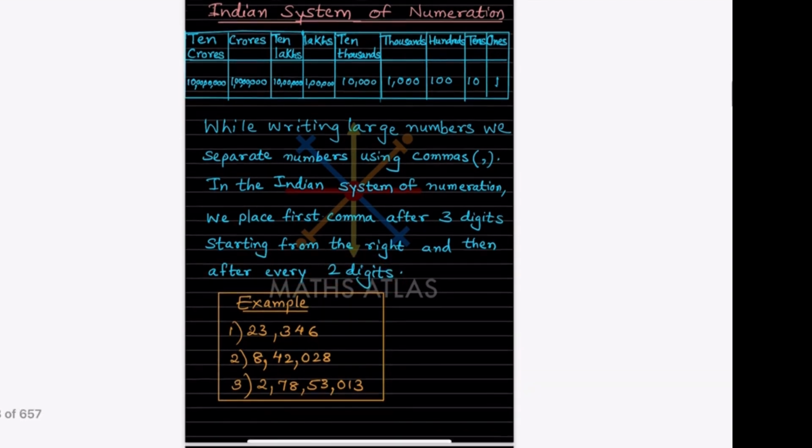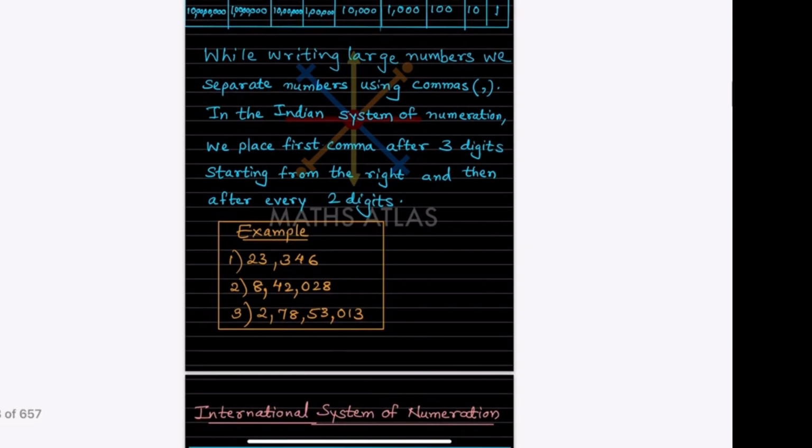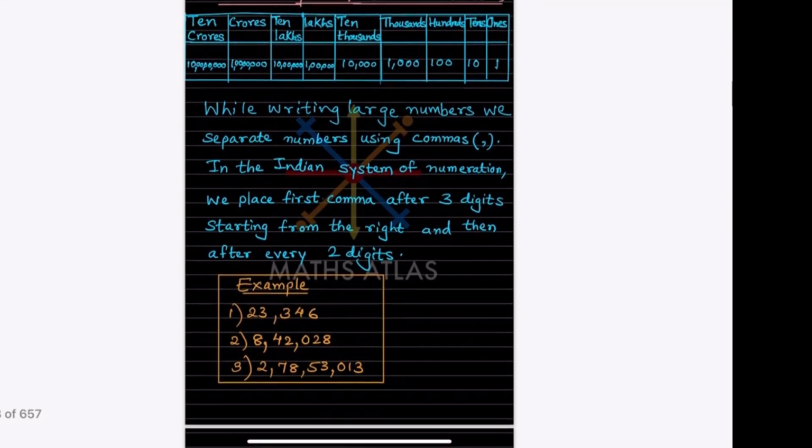Let us see an example for this. Now see here, this is 3. This is 2, and there is no number after that. Now this is 3, 2, and there is a single number remaining, so let us keep it as it is. 3, 2, 2, and the same over here. So this was something about the Indian system.